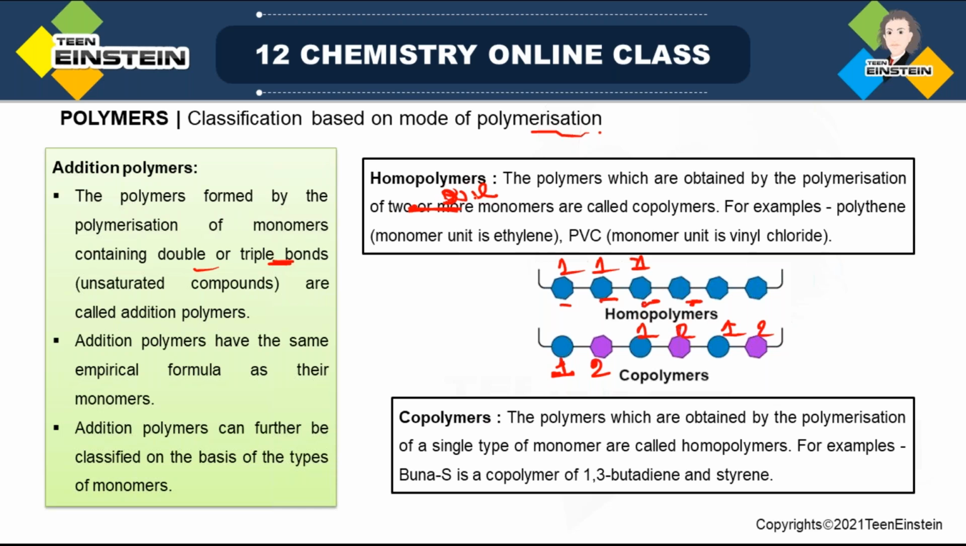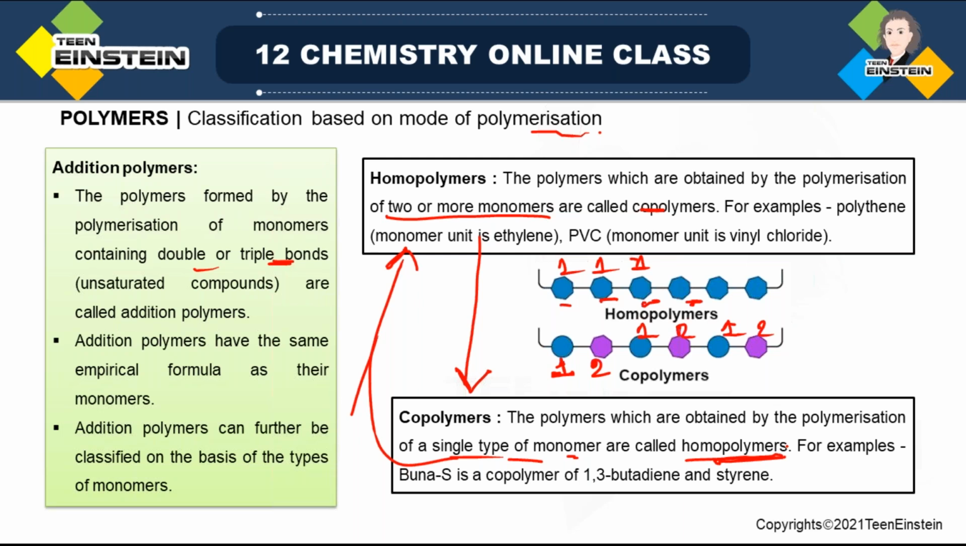It is actually, when I have typed it, it is just exchanged. A single type of monomer will be in this case, and two or more monomers will be for this. Okay, so they are known as homopolymer. So for example, here also just by mistake it is exchanged.